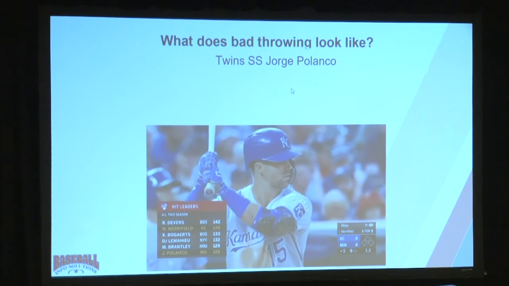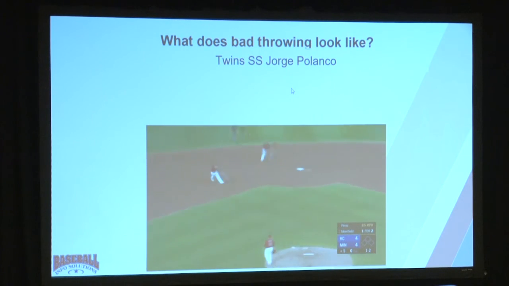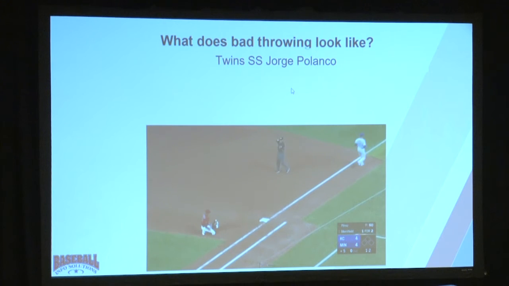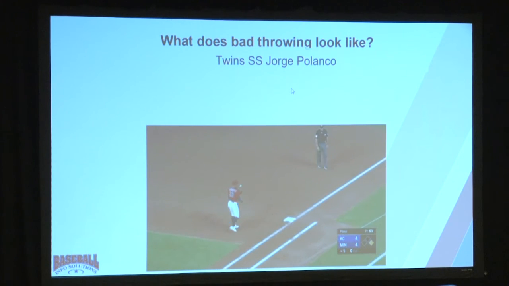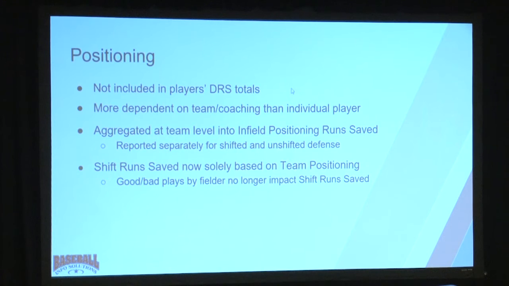This is Jorge Polanco of the Twins. Pulls the first baseman off the bag. Polanco didn't have great throwing numbers. That was why we picked him as an example. In our previous system, negative 0.92 plays saved. You're not going to see much of a difference here. It's going to be the same. It's just we're able to show you now where the credit goes, and he's losing 0.92 plays saved of credit for throwing. And 0.89 overall. They did give him a little bit of credit, just a smidge, for getting to that ball.